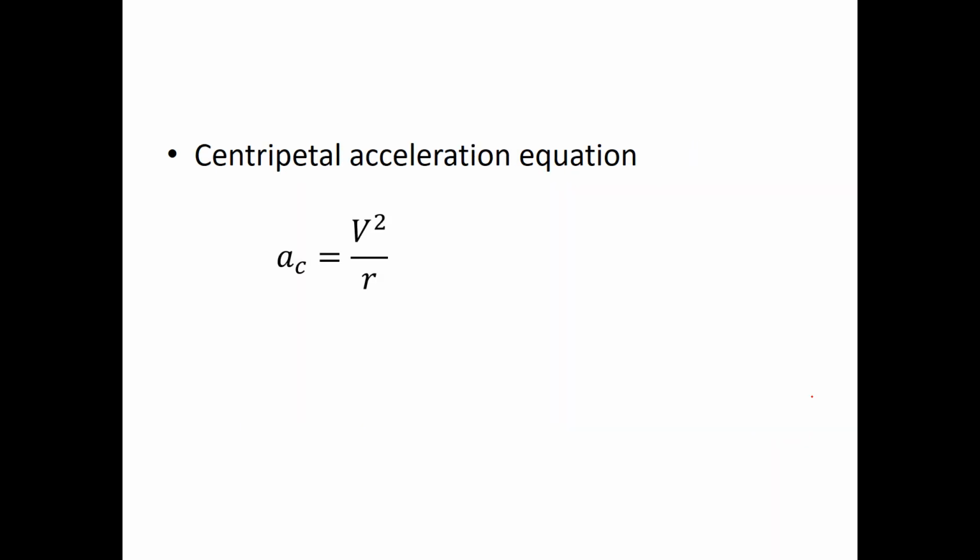There's your centripetal acceleration equation: a equals v squared over r. It's on your equation sheet. So if you have a givens list with v squared and an r, or a distance of some sort, and they ask what is the acceleration, you're going to use this equation.